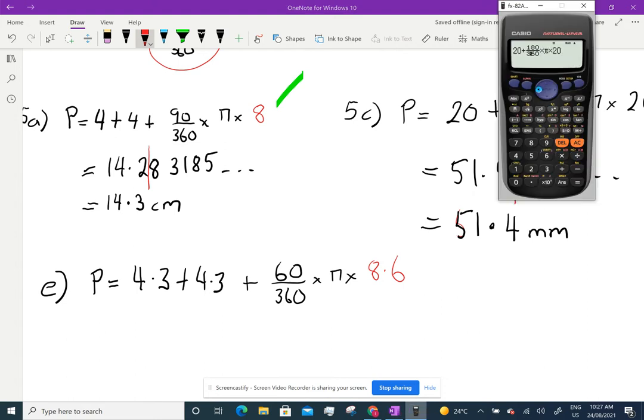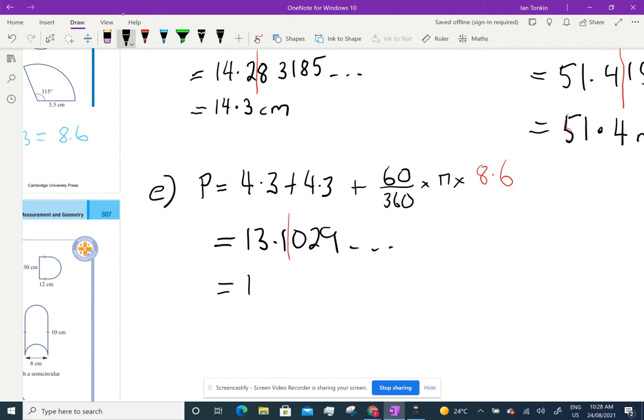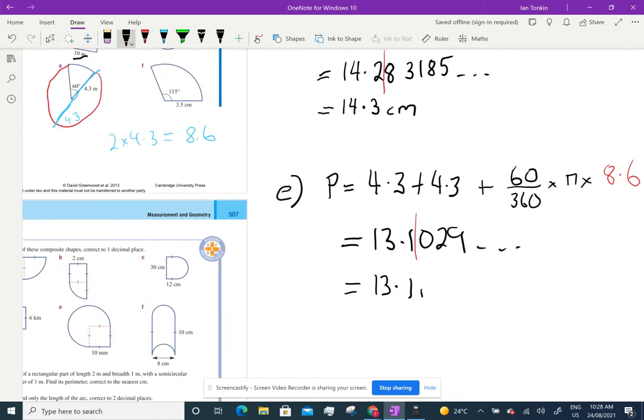I go back because I'm using the back button. It's just quicker. And what have I got? I've got 4.3 plus 4.3 plus, how much of a circle have I got? 60. I've got my pi. And what is the diameter? 8.6. And I get 13.1029. Dot, dot, dot. I'm rounding off to 1 decimal place. So that will be 13 point. Now, is the number behind the line 5 or more? No. Leave it alone. What units are we in? Meters.